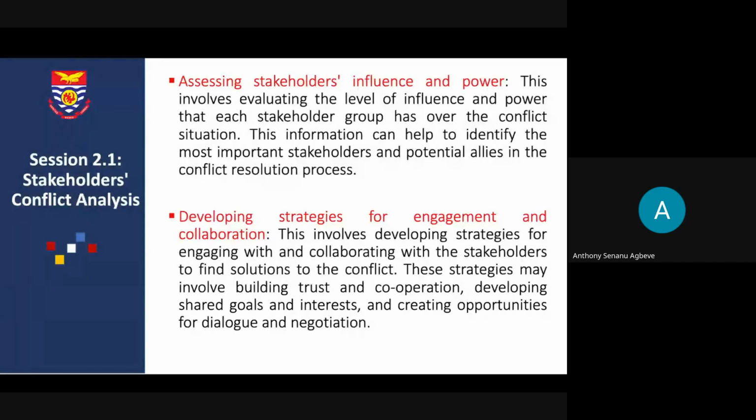So one of the ways of developing strategy is to build trust and cooperation, right? You need to share goals and interests. You need to create opportunities for dialogue and negotiation, right? So you need to bring the stakeholders together for dialogue and negotiation, so that each and every one will come to a point and agree that, well, let's all go this way. If this is the only way that will bring a resolution to the conflict, then we'll all abide by it.